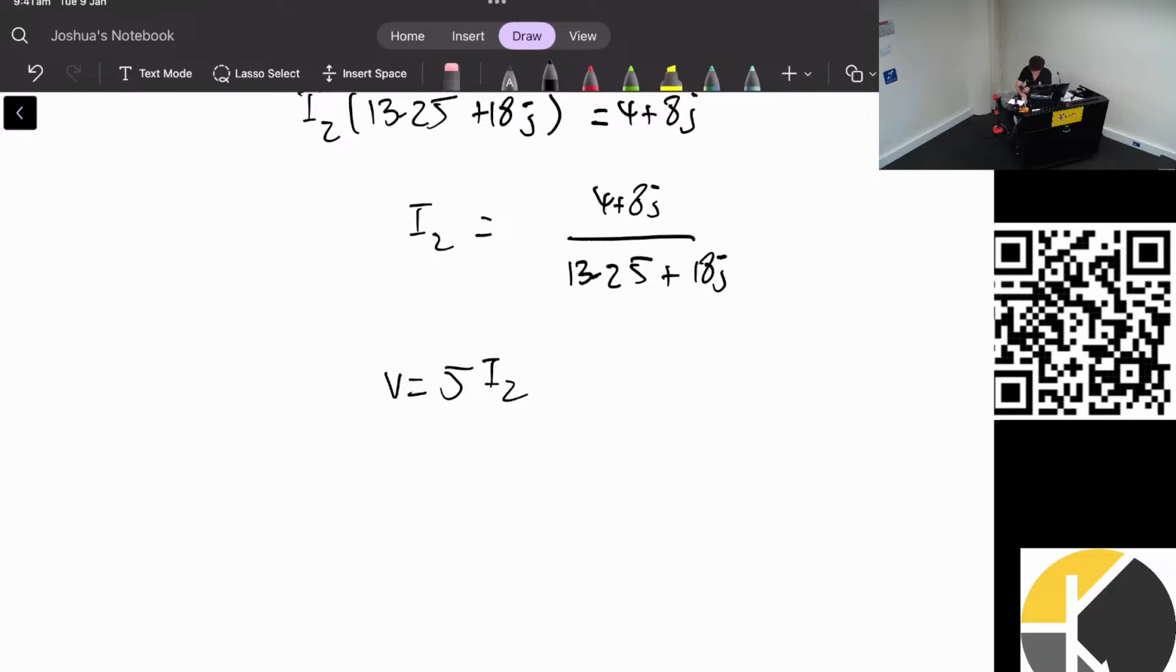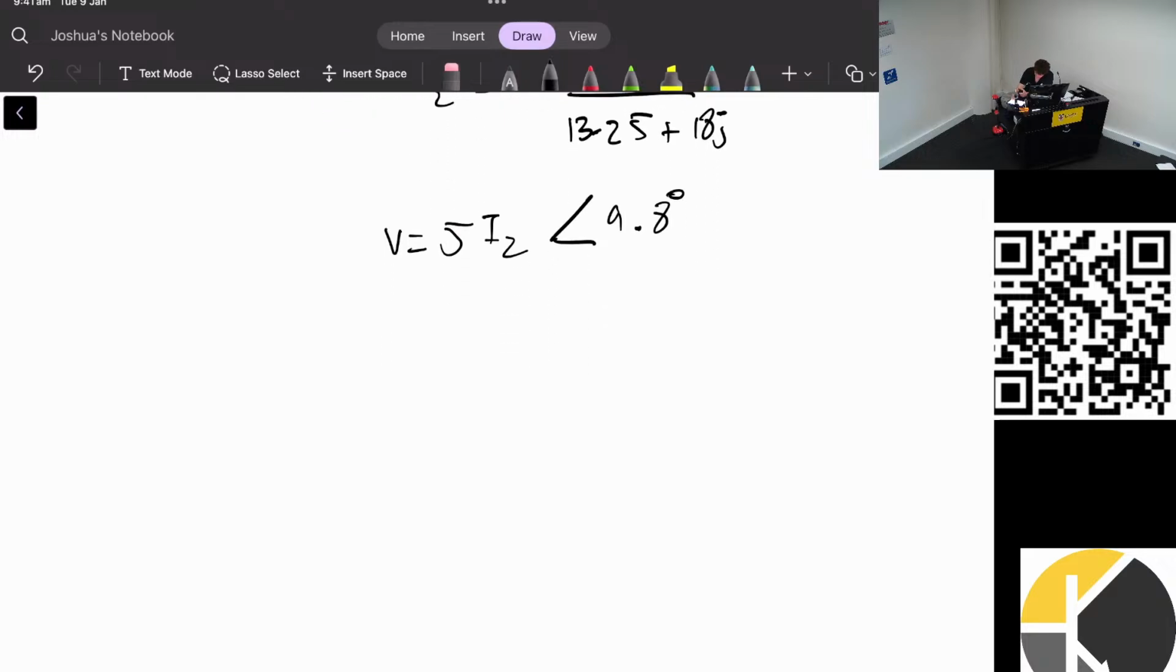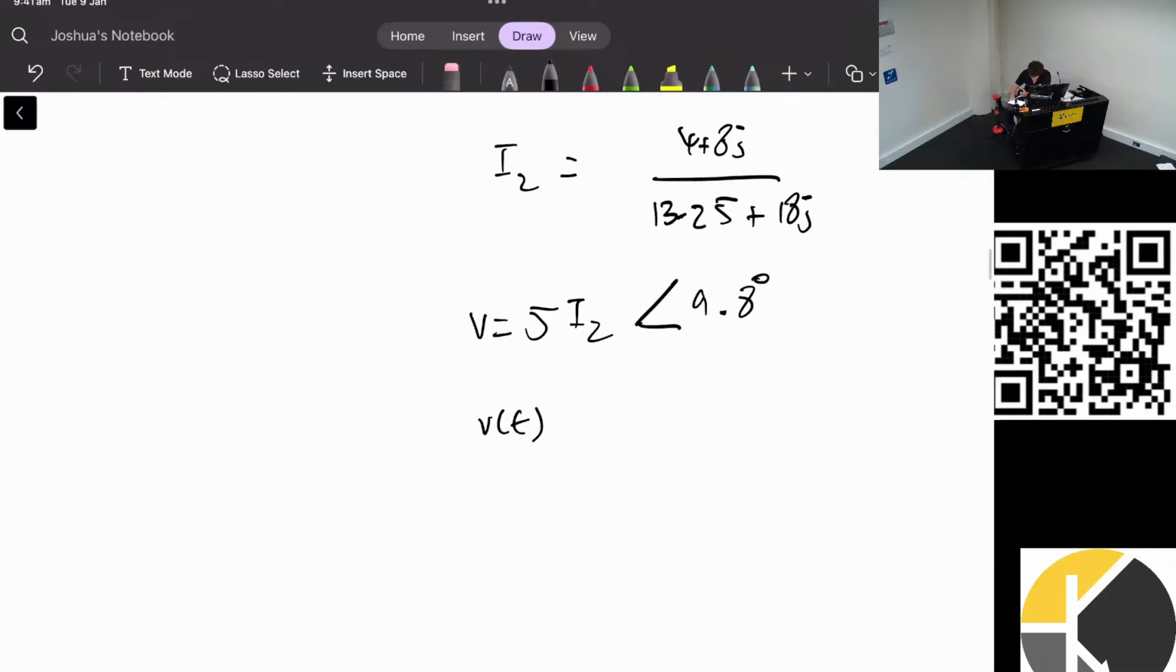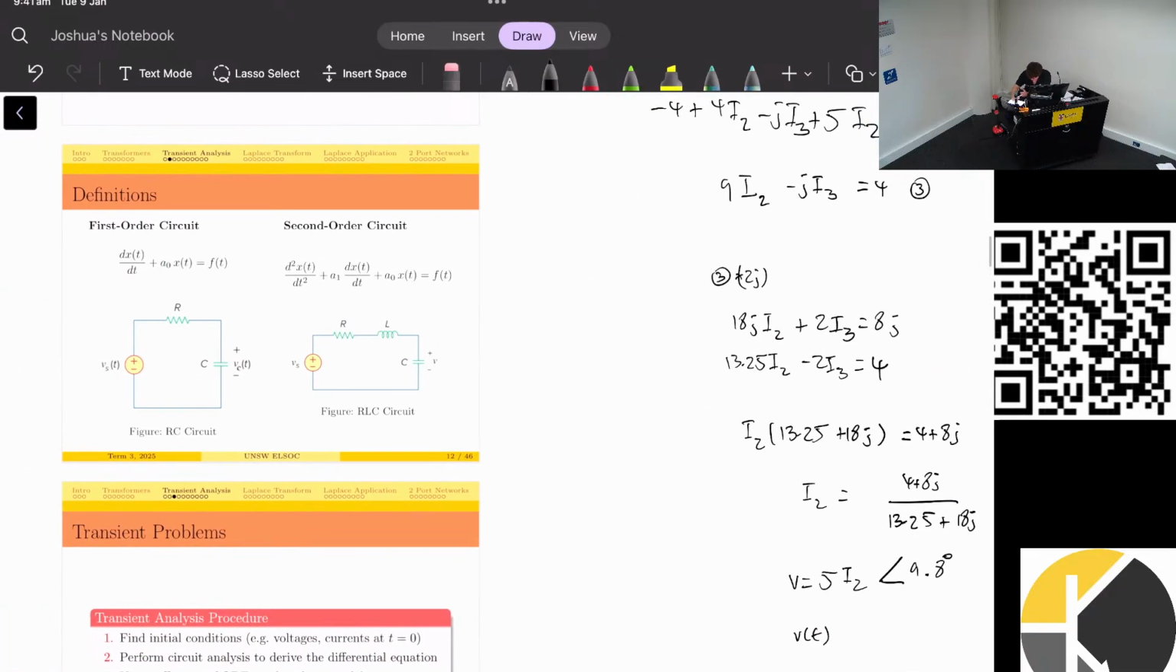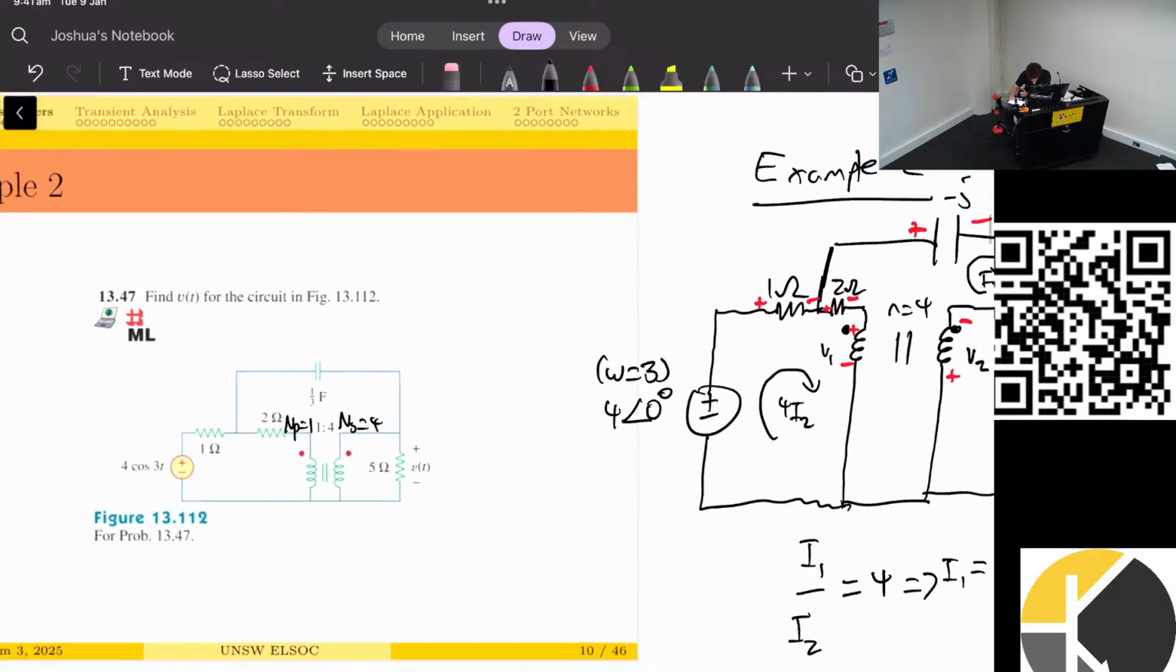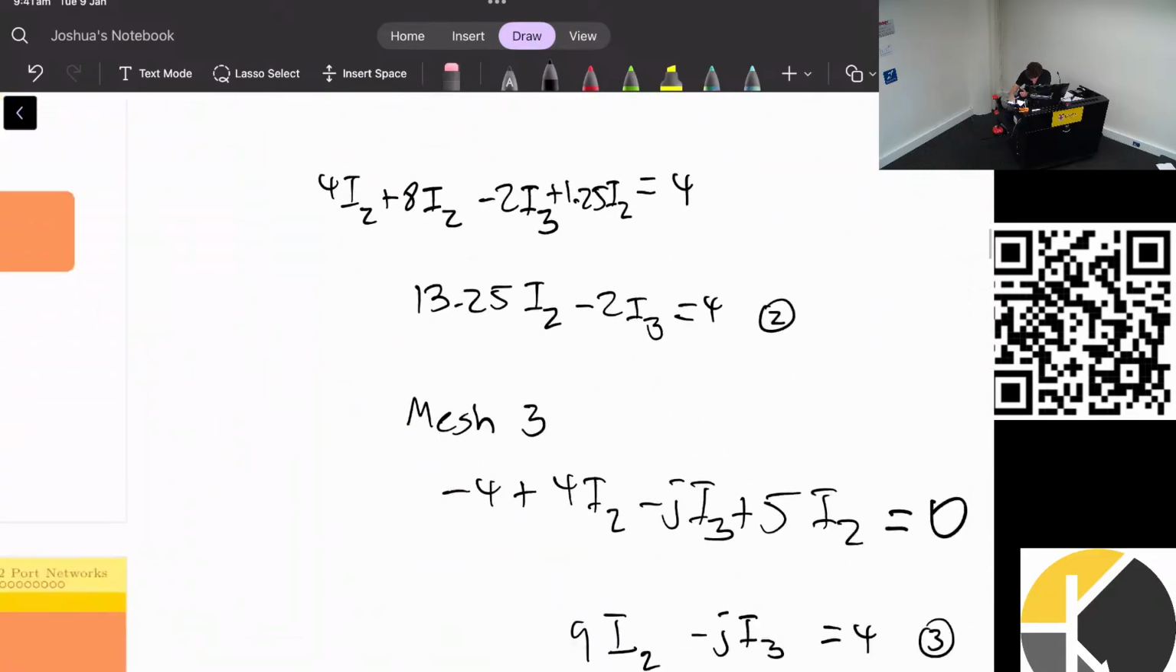Then the answer we get is V equals 2 angle 9.8 degrees. We can convert this back to V of t. I believe that's what our question asks us. Find V of t.